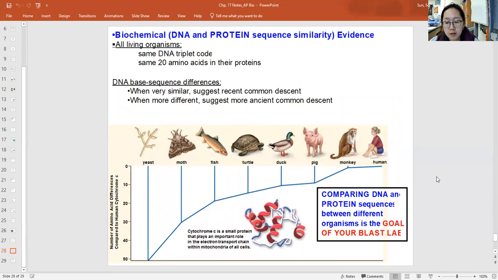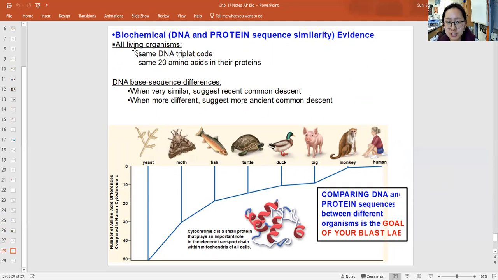The last thing we're going to talk about is biochemical stuff. So that's DNA and protein, and we can look at it as evidence for sequencing them and looking at similarities or just differences because, like we said, most of our DNA is actually really similar with anything that's alive. So the reason we can do this is because all living things have the same DNA triplet code. So we have codons and we use ATGC in our DNA.